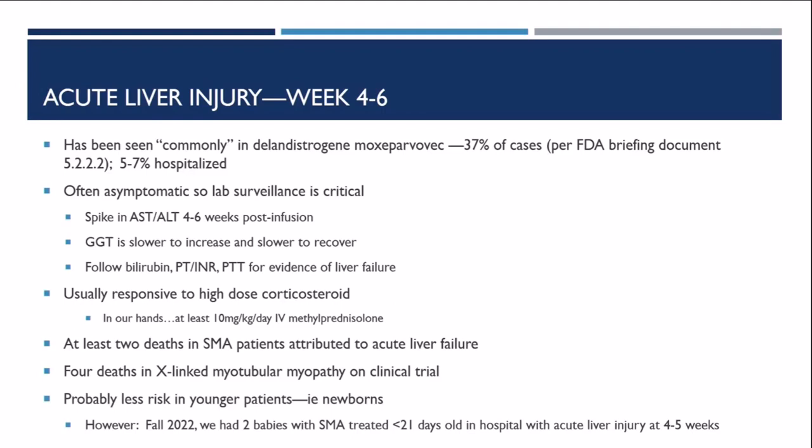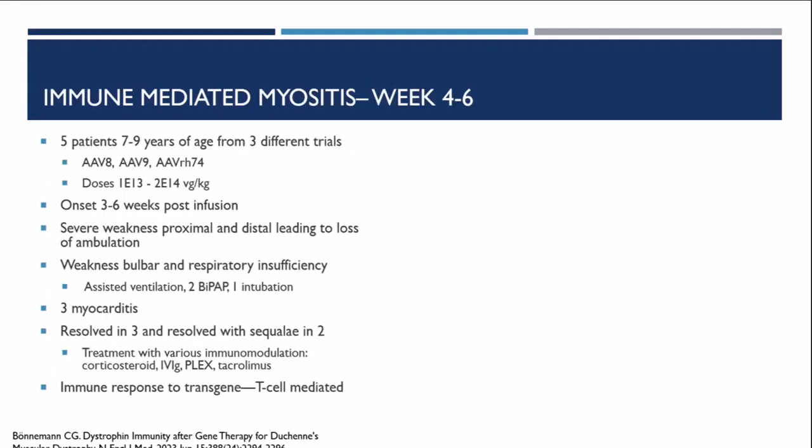This is the sort of paradigm that we've been working with at our center, that we felt pretty comfortable with these newborn babies that we're treating. But then in the fall of 22, we had 2 babies in a row, both treated under 21 days, both had the same sort of pattern of a marked elevation of liver function, AST/ALT, at that 4 to 5 week kind of interval. So it can happen really in any patient.